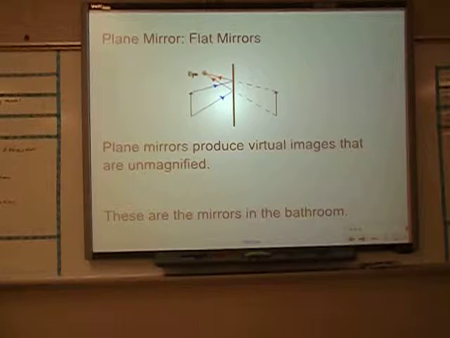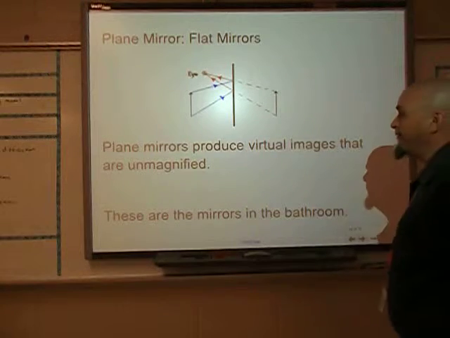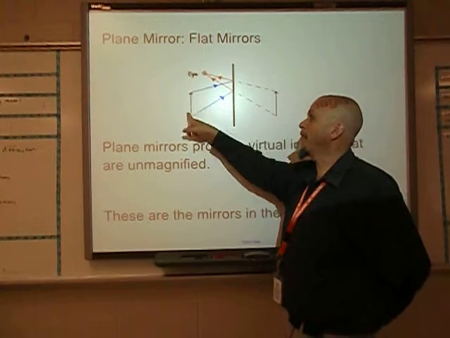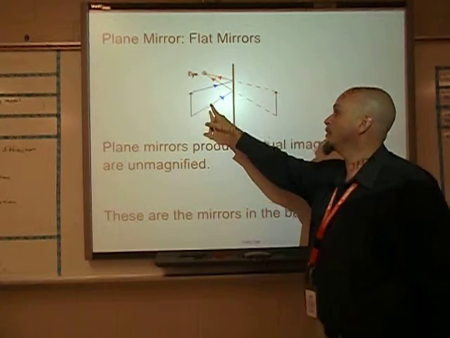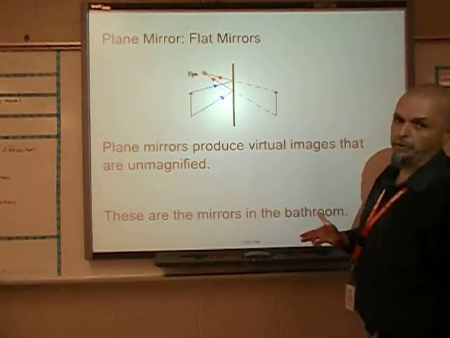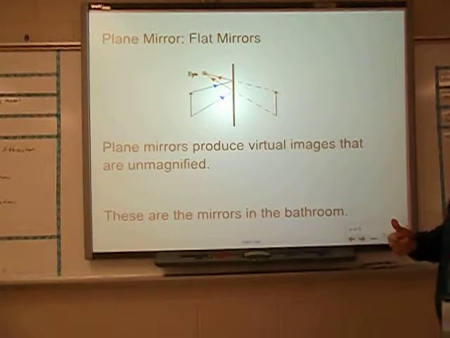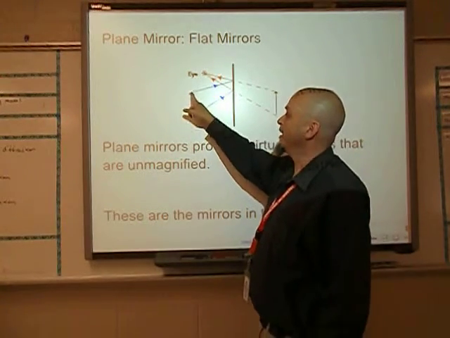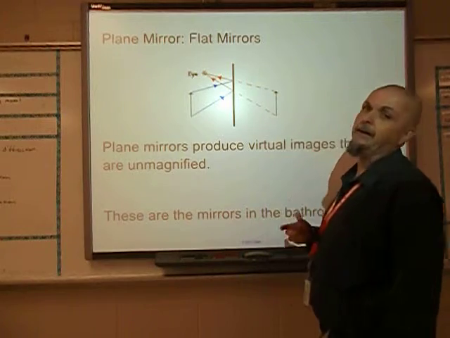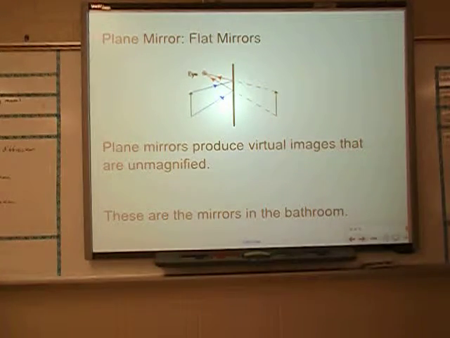Let's take a look at the types of images. There are 3 main types of mirrors produced: plane mirrors, convex mirrors, and concave mirrors. A plane mirror is a flat mirror, like the one that's in your bathroom. Plane mirrors produce virtual images that are unmagnified. So what that means is, again, virtual. If this is my real object here, my image is going to be behind the mirror. That's virtual. It's going to be upright. So if the arrow is pointing up here, the arrow is pointing up over there. It's the same orientation as the original object.